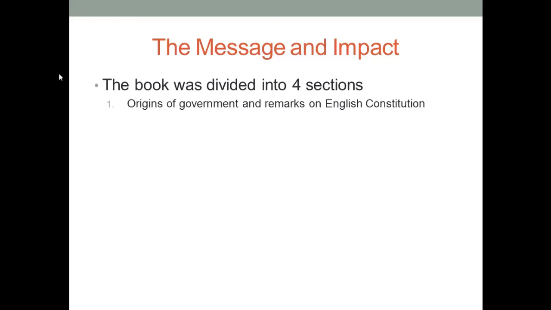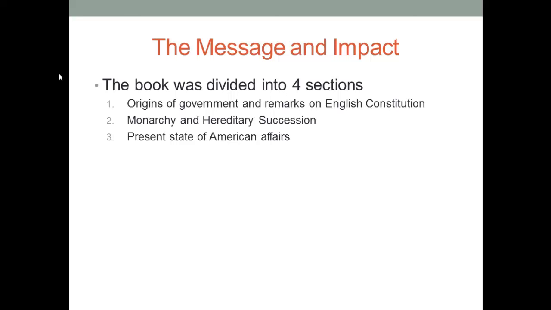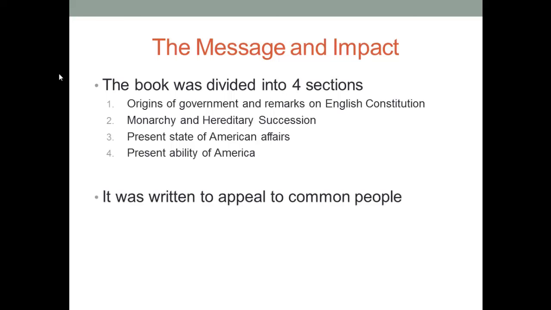Well, the book was divided into 4 sections. The first one is the origins of government and remarks on the English Constitution. So basically his thoughts on government. 2, the monarchy and hereditary succession, this idea that kings are only kings because, well, they're born into the right family. 3, the present state of American affairs, and this is where he talked about all the issues going on in America. And 4, the present ability of America, and this idea that America really has come into its own and can break away.